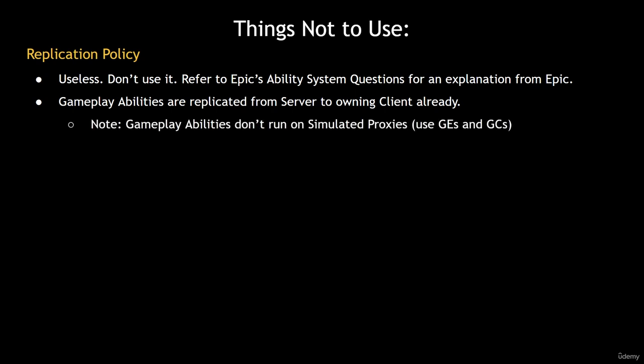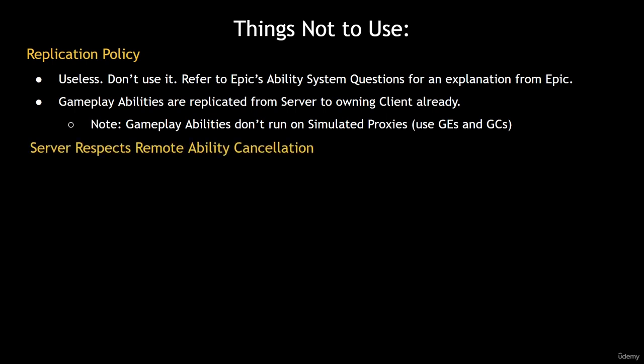Now, note, gameplay abilities don't run on simulated proxies. So if you need something to happen on the simulated proxy, you can use gameplay effects and gameplay cues. Those support replication, and we'll be using those.